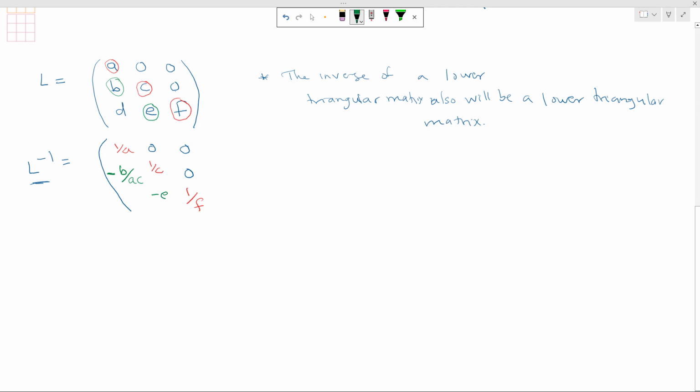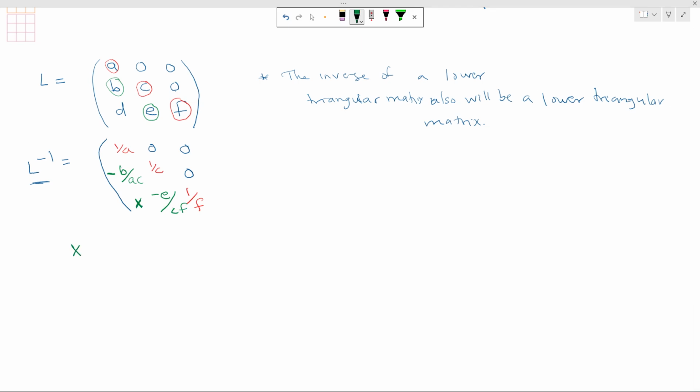Again, if you want to find out the corresponding entry for E, then again you have to put minus E, since we have positive E, divided by again the multiplication of the diagonal entries right above and right adjacent to that entry, right? So here CF. Then again I have to find out the element here. Let me name it as X.